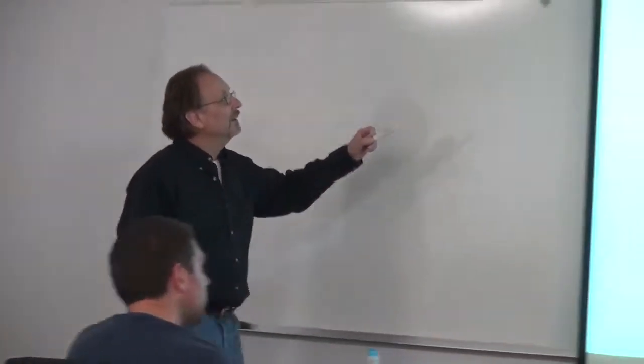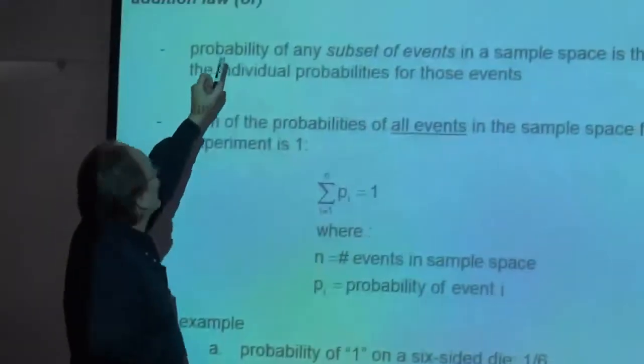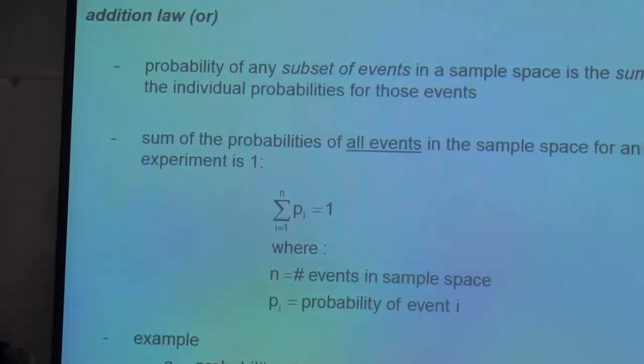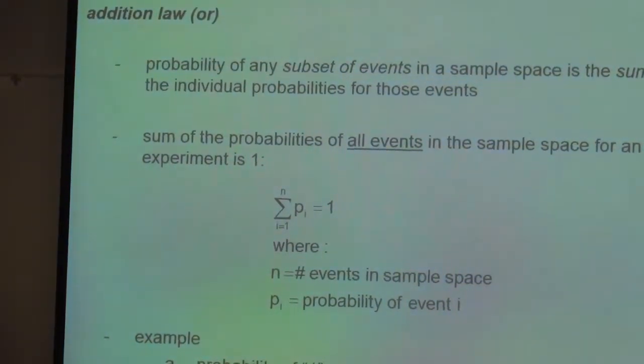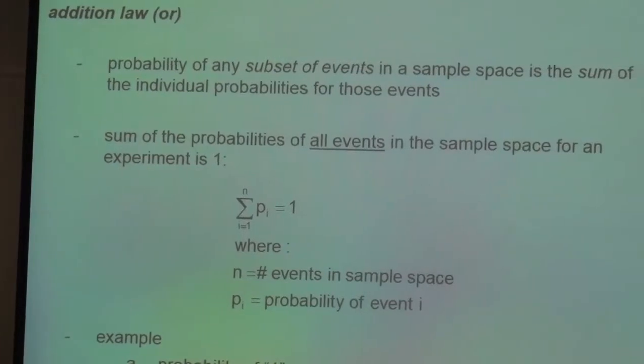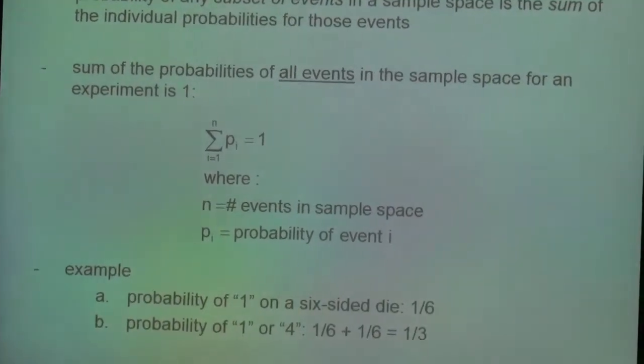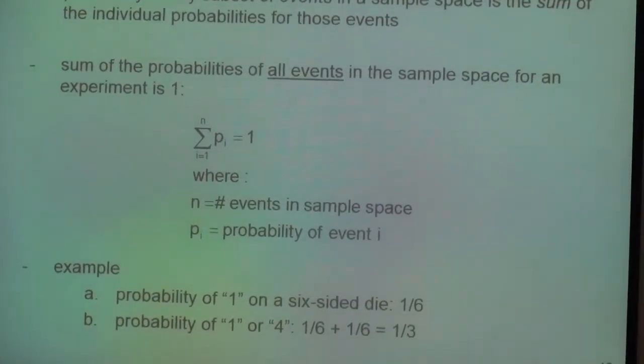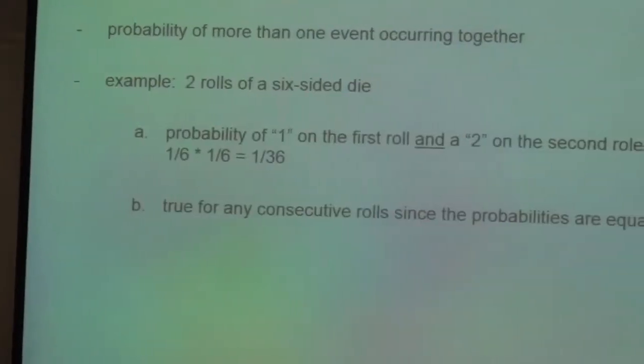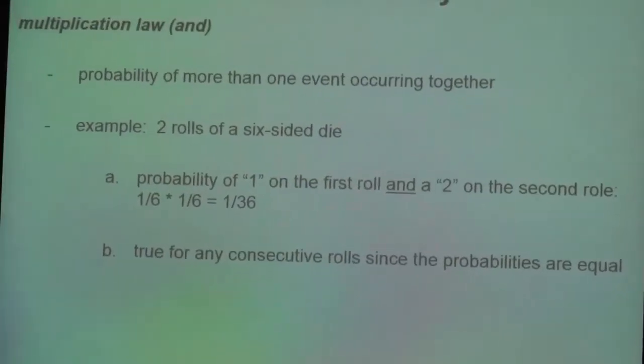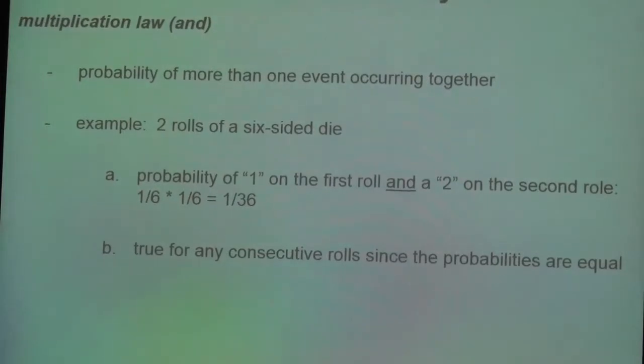Okay, and if you'll notice, I always point out whether it's a Boolean and or a Boolean or. If I get a 1 or a 2, that means the probability of a 1 or a 2 is 1/6 plus 1/6. And that's a Boolean or. Now, if it's a Boolean and, we usually talk about things in succession. The probability of me rolling a 1 twice in a row is 1/6 times 1/6, if it's a fair die.